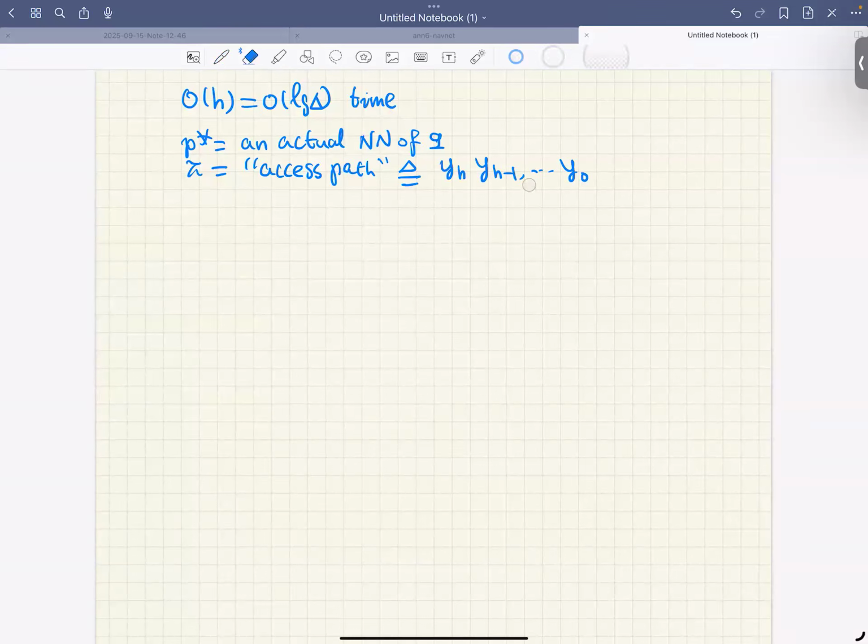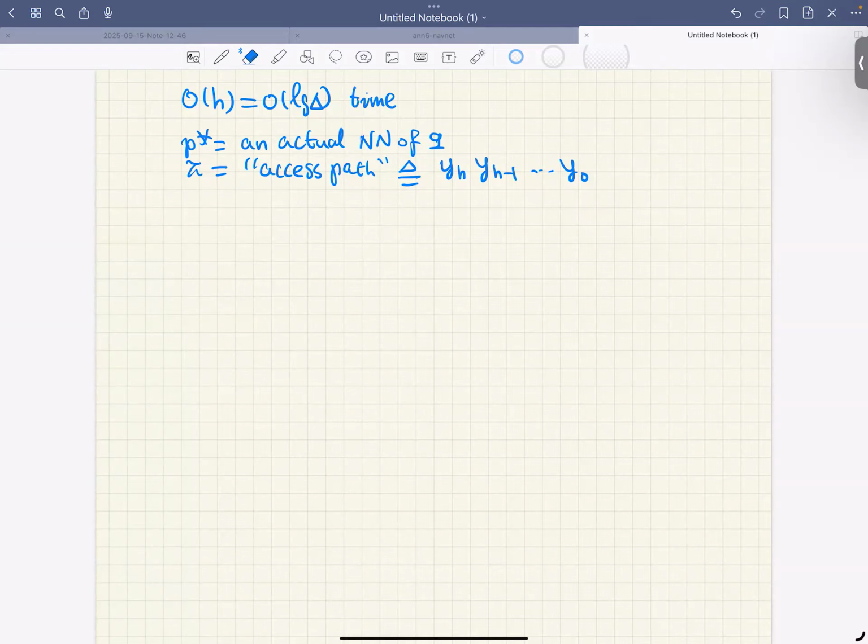So we can define this access path as small y_h, y_{h-1}, and so on all the way to y_0. In other words, y_h is the root, y_{h-1} is the best child of y_h, and so on and so forth. So y_{i-1} is the best child of y_i with respect to q. So you've got a path like that. This is the access path.